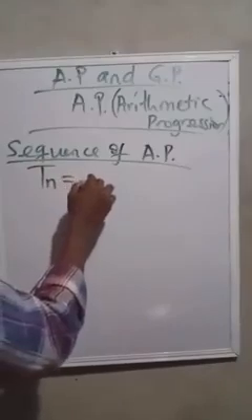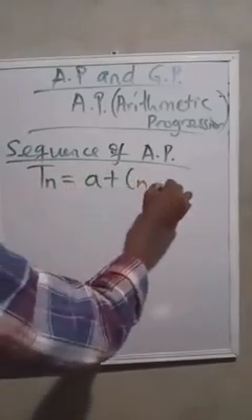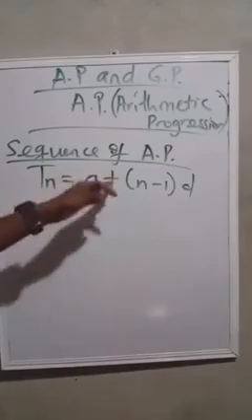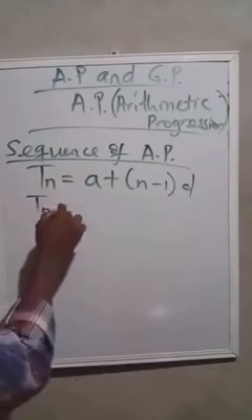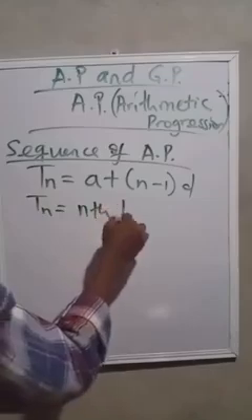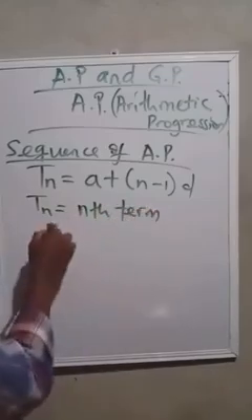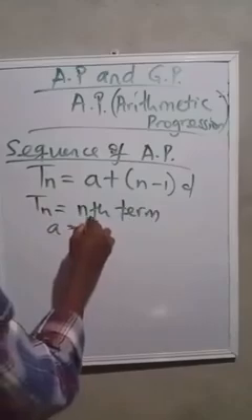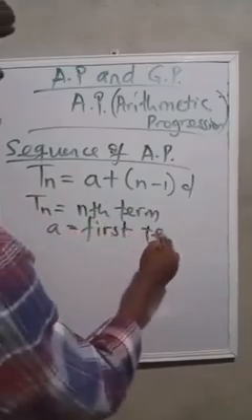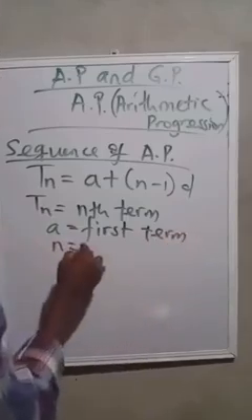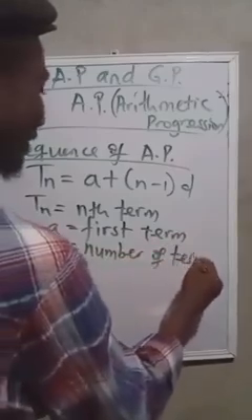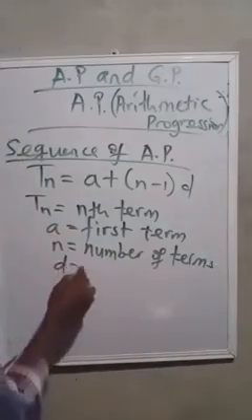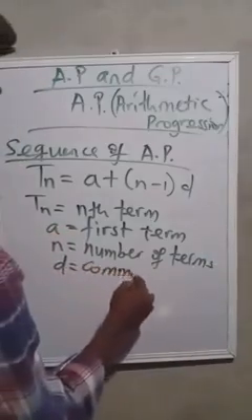We have the formula, which is Tn equals a plus (n minus 1)d. Now each of these has what it stands for. Tn means the nth term, a is the first term, n is the number of terms, and d is the common difference.